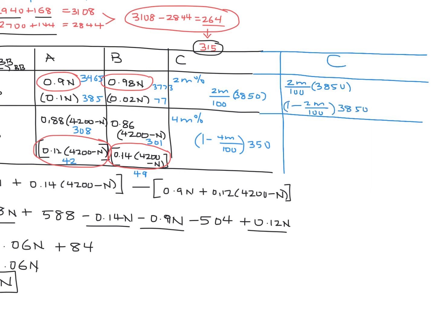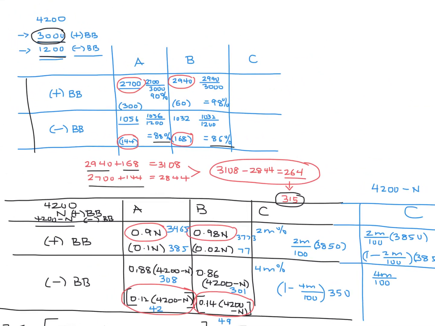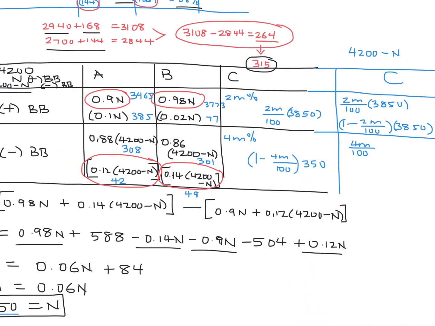That section of the table. Now this guy is 4m over 100 times, what do we multiply it by? 4200, remember? Where was it? 4200 minus n, right? Just like we did up there. Oh, right here, 4200 minus n.